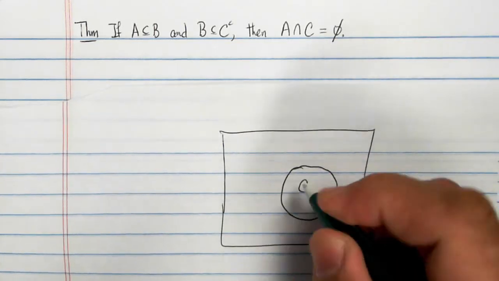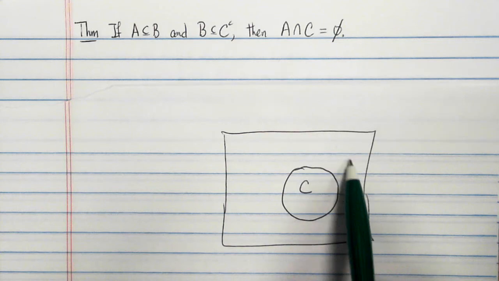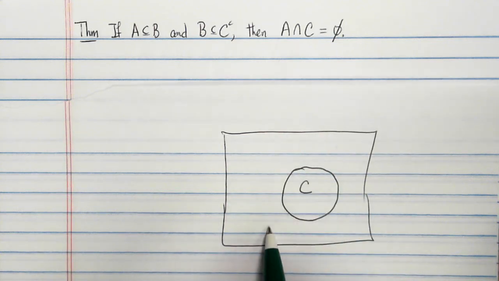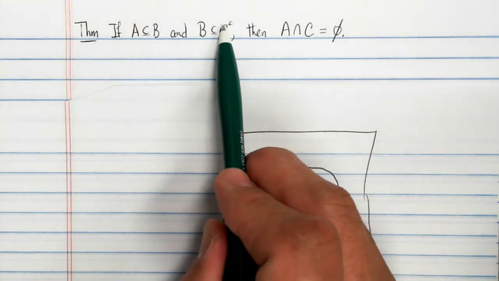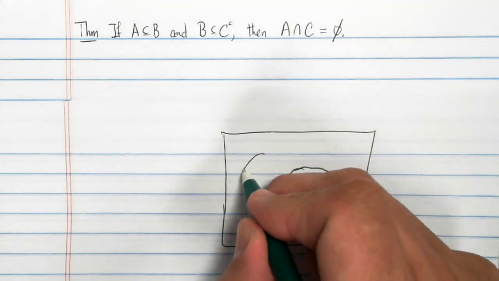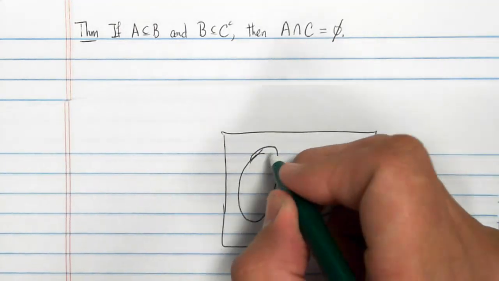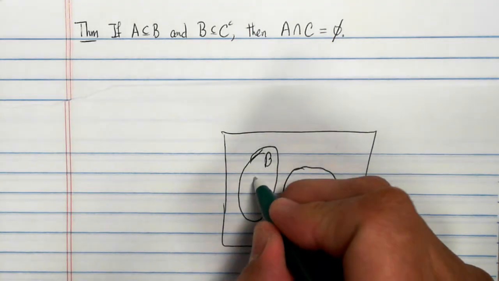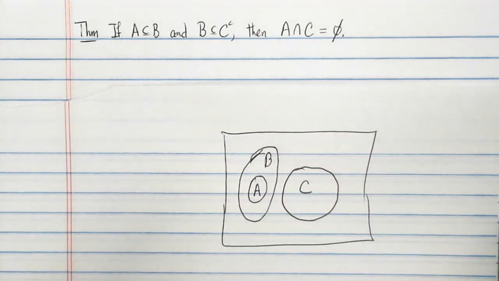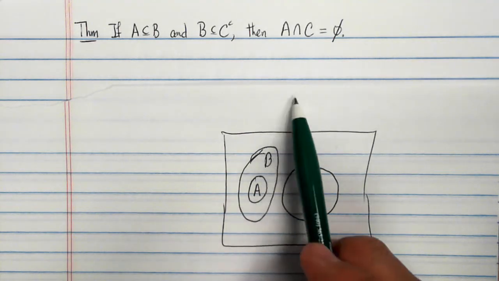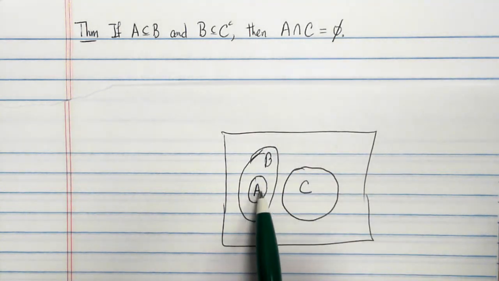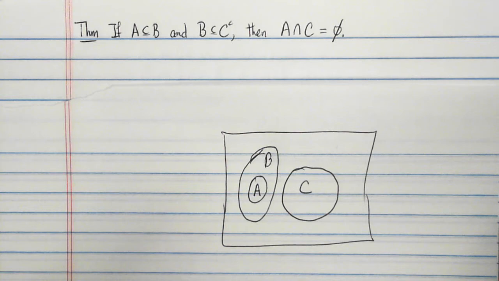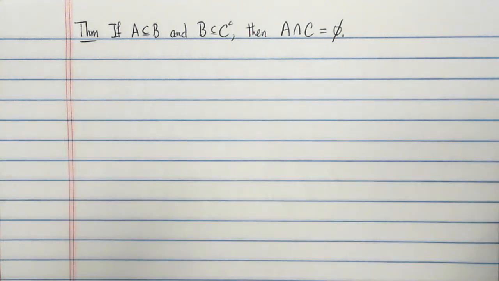Here's our set C, and so C complement is everything that's outside of C. Our assumption is that B is a subset of C complement, so C is out here, B is out here someplace. B is a subset of C complement, and also A is a subset of B. We're supposed to show that A intersects C is the empty set, that there's nothing common here. So based on the picture, that certainly looks reasonable that A intersects C is the empty set.